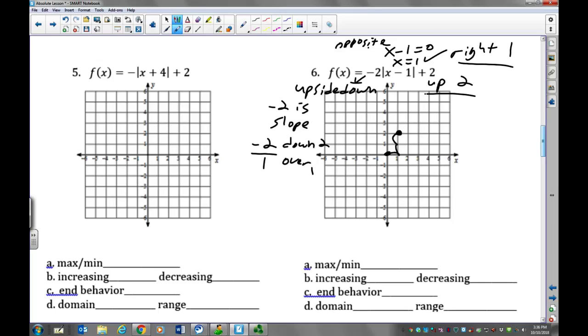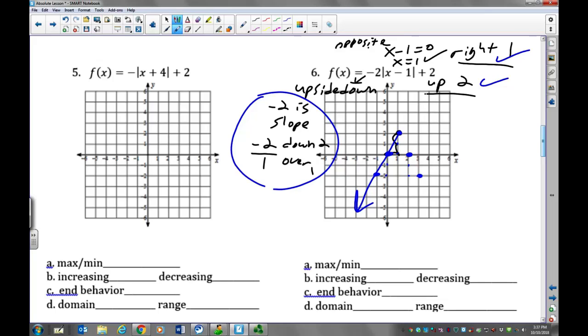That's our vertex. And now that's done. So right 1, check. Up 2, check. Now we're going to do the slope, which is negative 2. Since our slope is negative 2, from that vertex that we found, we're going to go down 2 over 1. And since it's absolute value, you also go down 2 back 1. And then from there, you go down 2 again over 1, and down 2 back 1 as well.